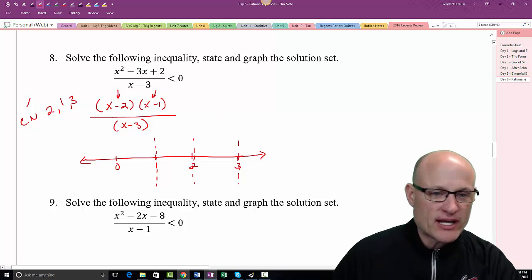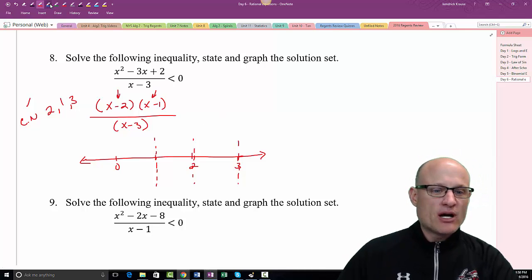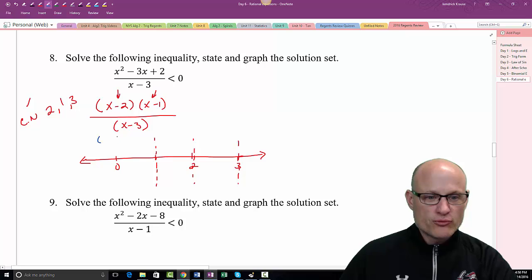All right, so I'm going to check 0 first. So I'm going to plug 0 in. 0 minus 2 is negative. 0 minus 1 is negative. 0 minus 3 is negative. 3 negatives make a negative. So from here, going in that direction, it's negative.